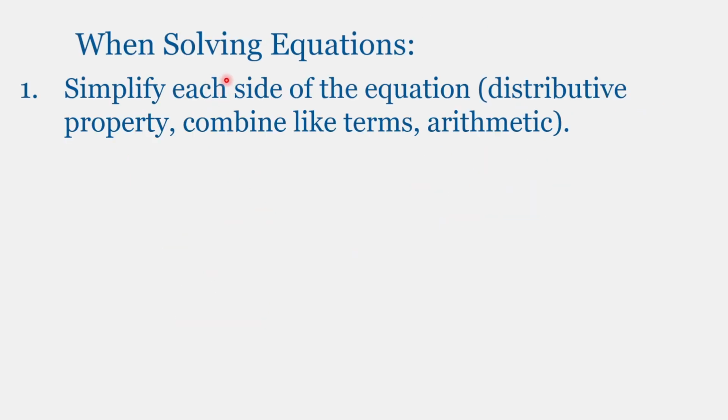Now when we solve equations, here are some best practices to follow. Again, these are not hard and fast rules that must be followed step by step, but just recommendations. The first step is to simplify down each side of the equation separately. You're going to look at the left side, simplify it down, and then look at the right side and simplify it down. And as you saw in that previous problem, we could use the distributive property if it's in factored form, we're going to combine like terms, do arithmetic.